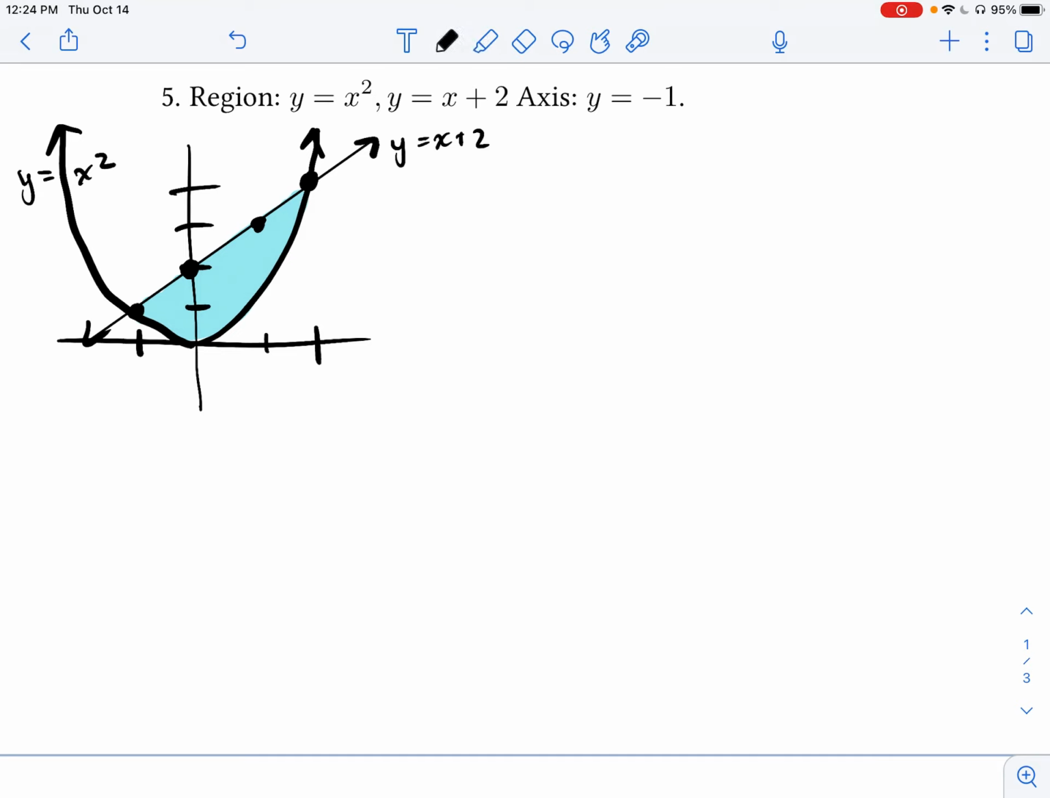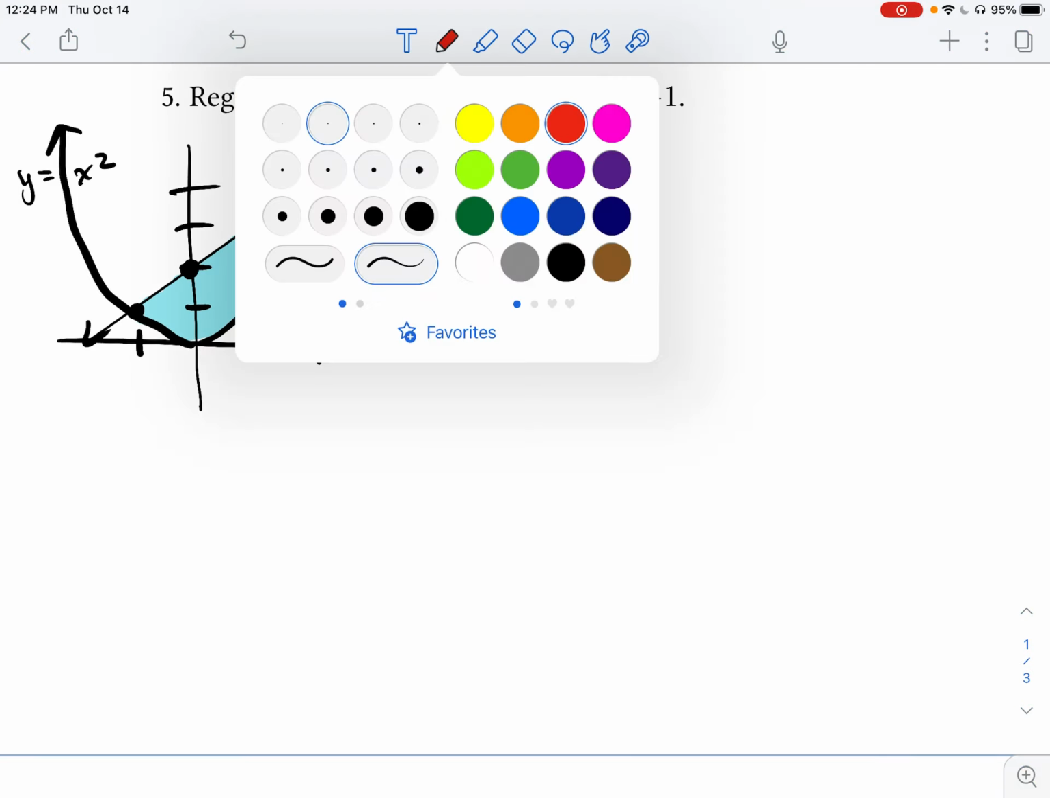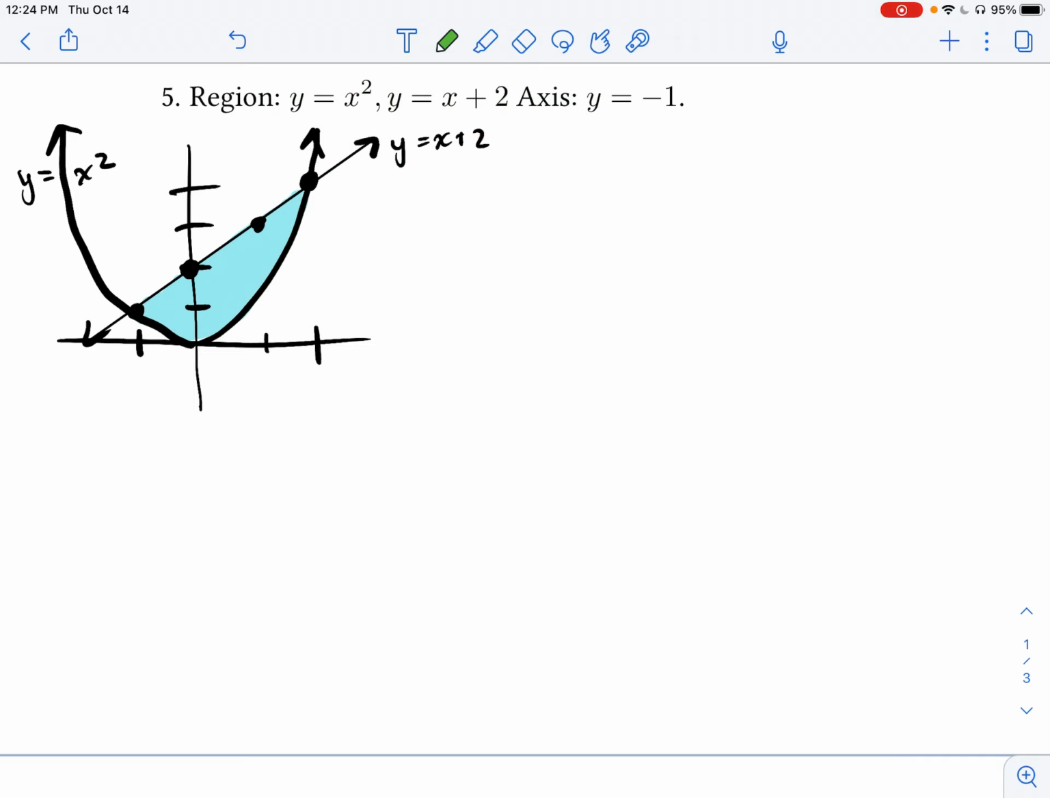And we are going to rotate this about the line y equals -1. So let's rotate this about y equals -1, which is down here. So we are going to rotate this around a horizontal axis here.